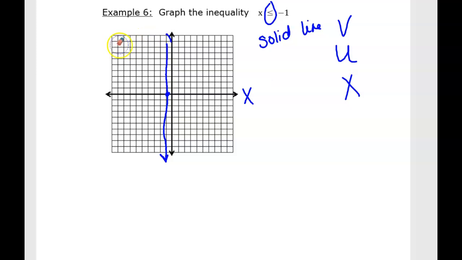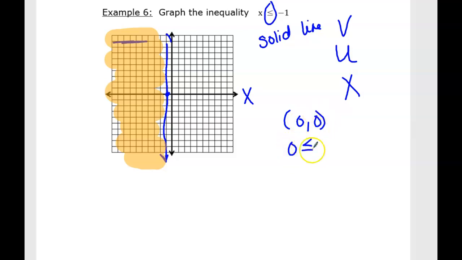So we're going to shade that, but let's go back to testing our point too. We're shading on this side, but we're going to test the point 0, 0. If I put in 0, 0, I would end up with 0 is less than or equal to negative 1. Well, that's false. Because it's false, we're not shading that side of the line. We actually shaded the other side. So it works both ways.